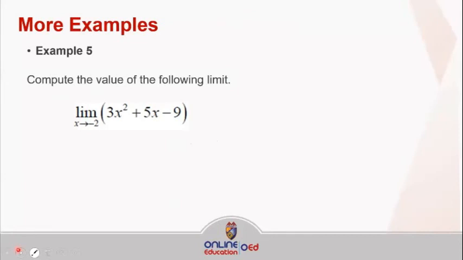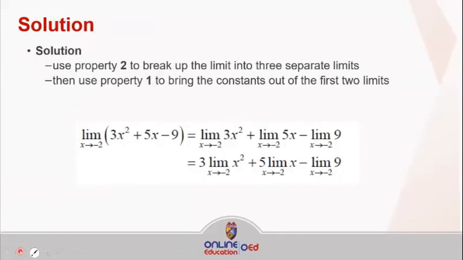Next is for the example number 5. Ang i-compute daw natin is we have the limit of 3x squared plus 5x minus 9, wherein yung limit natin is x approaching negative 2. So, yun daw yung problem natin.